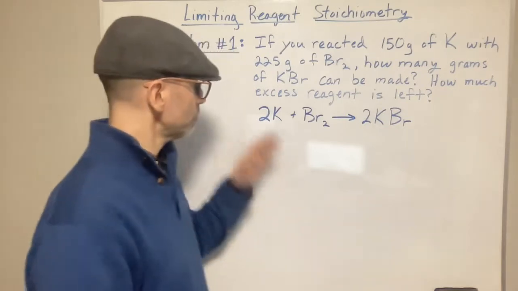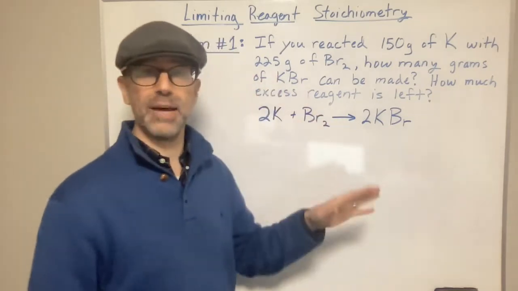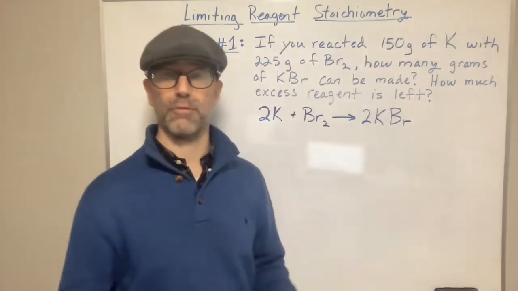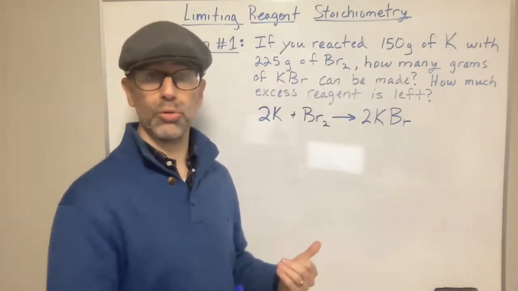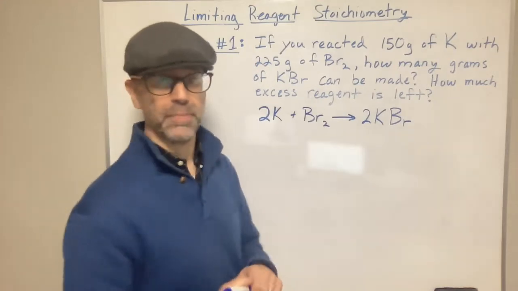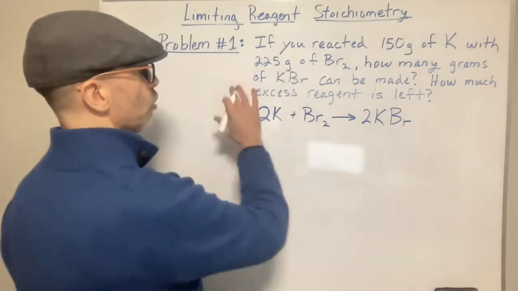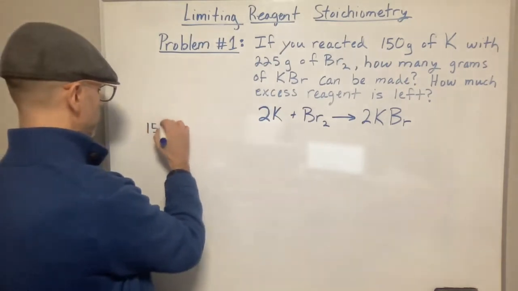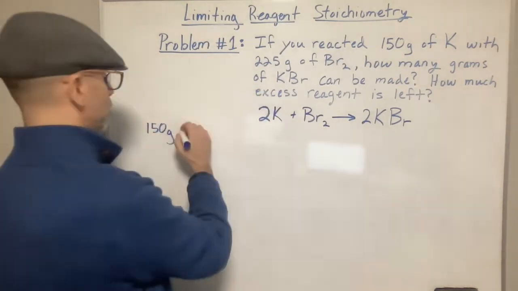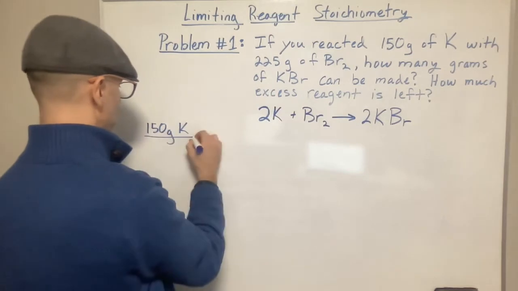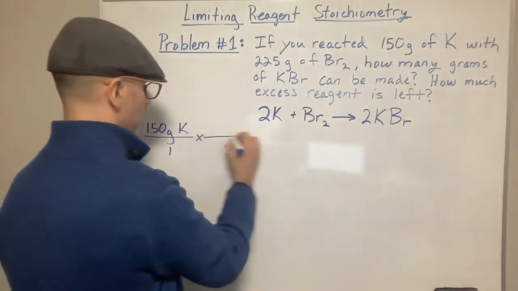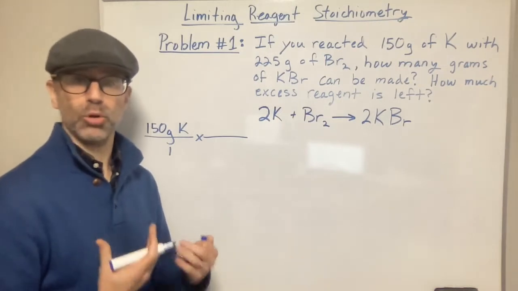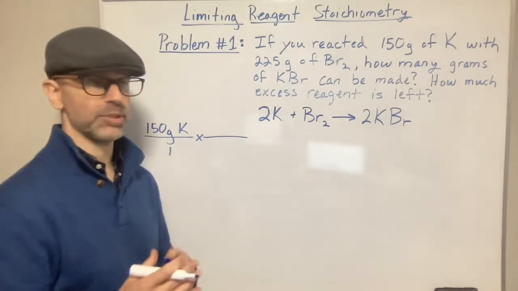So first thing you want to do, first step is, since they give you grams of your two reactants, you've got to convert those to moles so you can make a comparison. So that's the first step. So I have 150 grams of the potassium over 1, and I'm going to multiply that by its molar mass to convert from grams to moles.